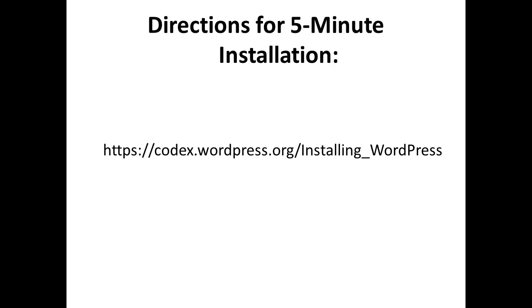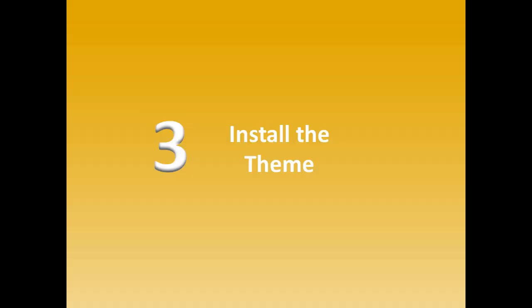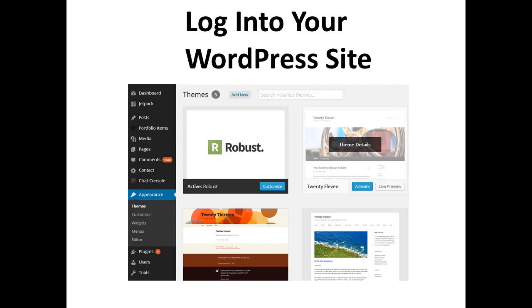If those instructions are still too complicated, you can try Fiverr.com and get it done for $5, or you can also contact me for help. The last step is installing and uploading the theme itself that you choose in order for your site to appear the way you want it to.